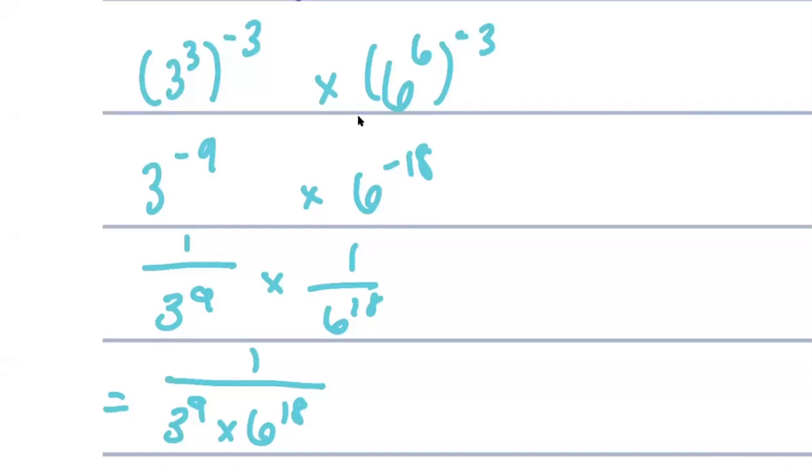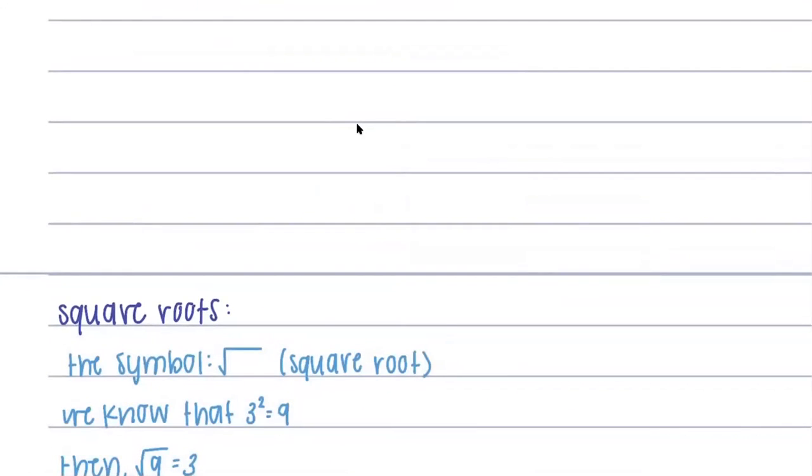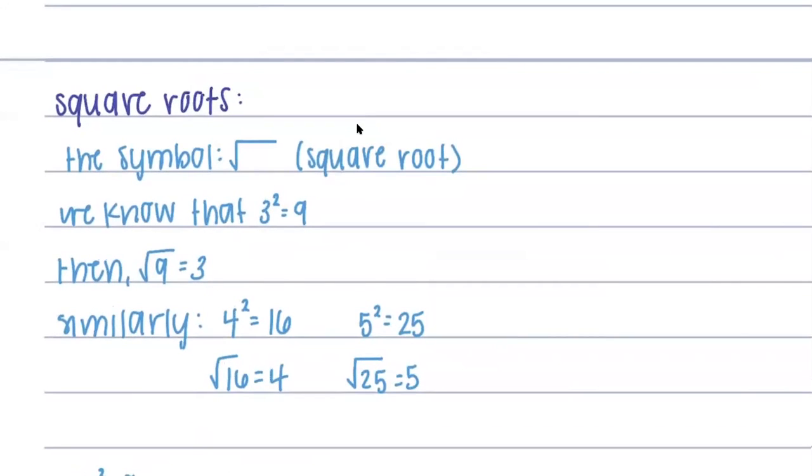Okay, then we're going to move on. We're going to talk about square roots now. So now we're on to the radicals part of exponents and radicals. That was the exponents part, and now we're on the radicals part. Right here is the symbol for a square root. How to teach square roots is first by teaching squares.